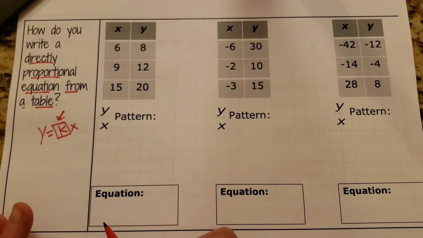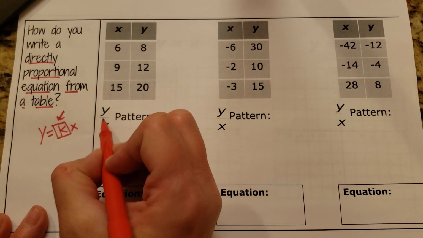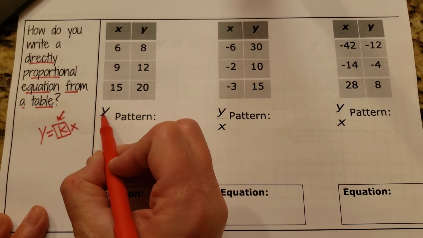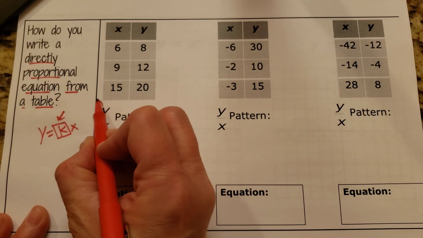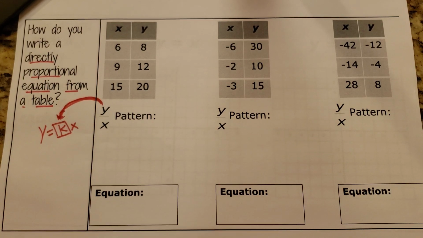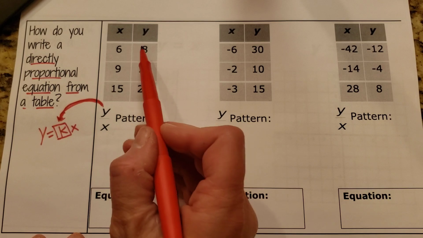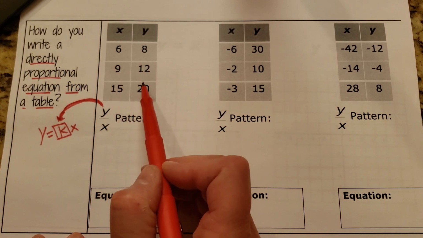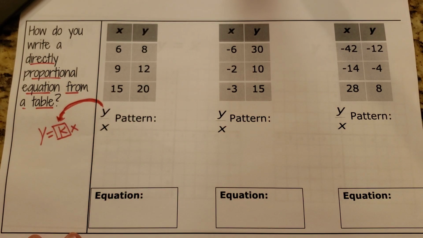But we also know that slope is our y over x pattern. So knowing that slope is y over x, that's going to be our k. So all I have to do is figure out what is the y divided by x pattern in the table. That will give me my slope.